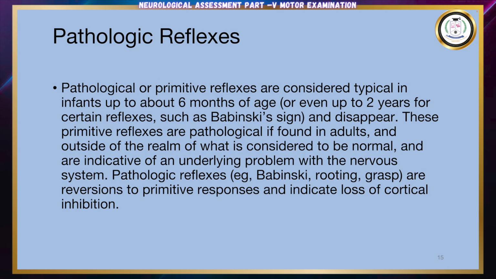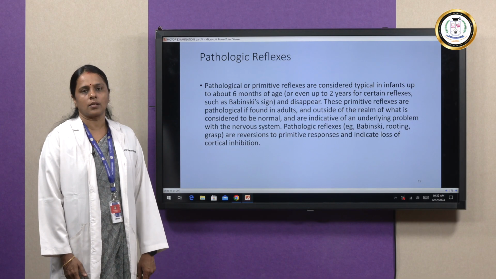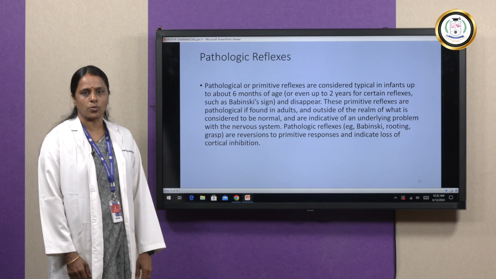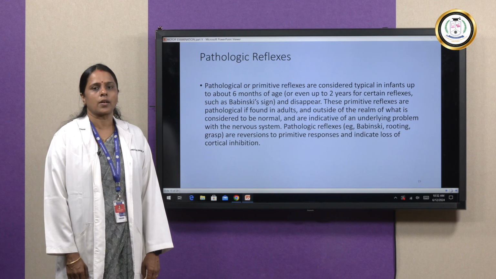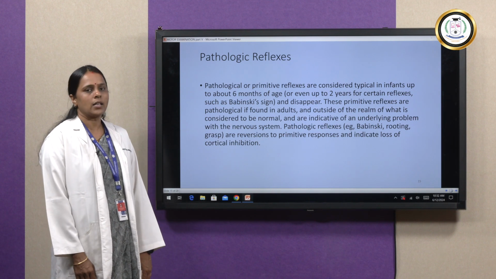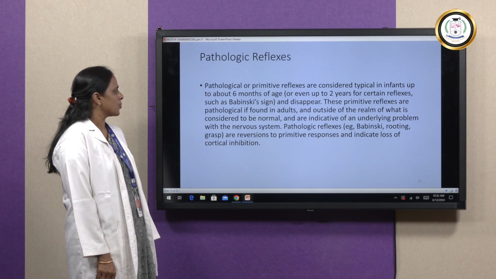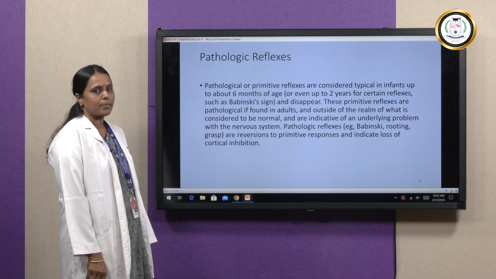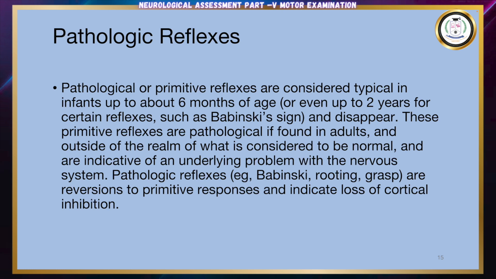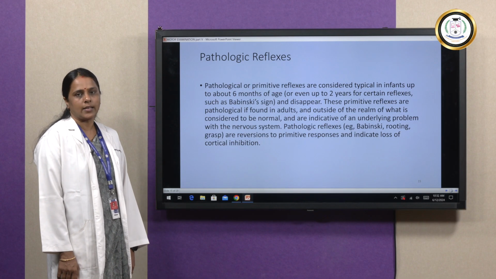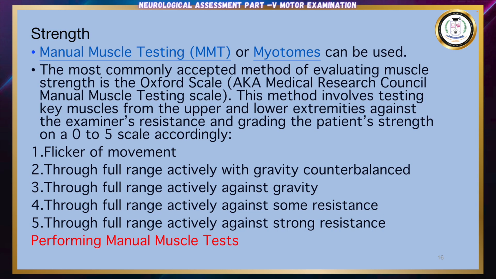Now what are pathological reflexes? Pathological or primitive reflexes are reflexes which are present from birth but diminish as the child grows, and with age they vanish. But in some neurological disorders, these reflexes remain and then become pathological. These primitive reflexes are pathological if found in adults and outside of what is considered normal. Pathological reflexes like Babinski, rooting and grasp are reversions to primitive responses, and they reflect the loss of cortical inhibition.